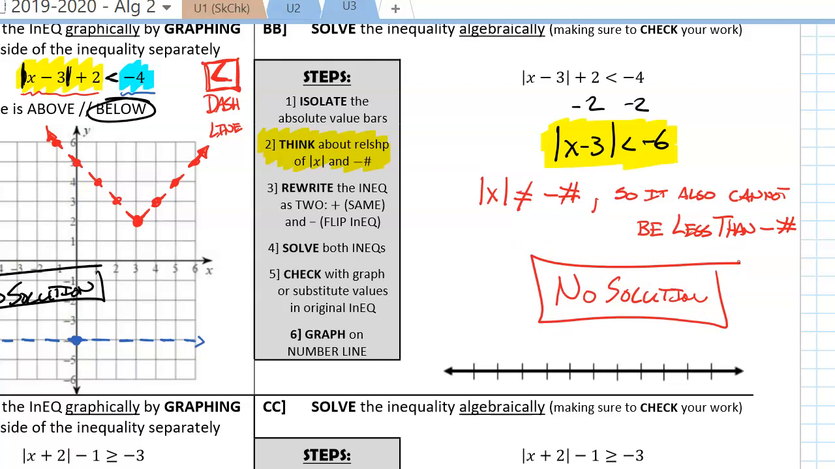Similar reasoning to what we used before, but we need to go one step further. Since we're not just talking about it being equal, we have to talk about whether it can be less. Since it can't be equal to a negative number, it definitely can't be less than a negative number.